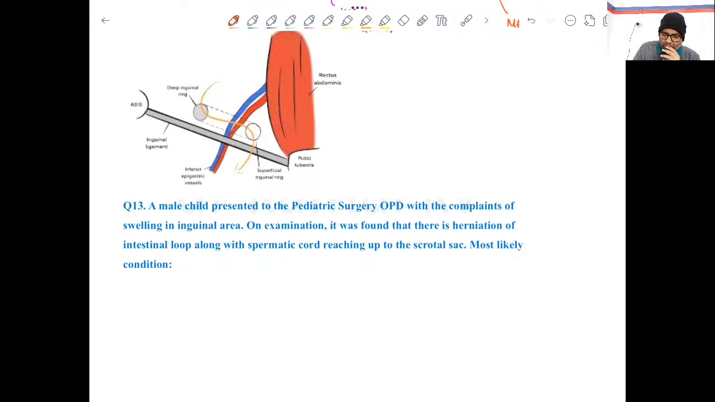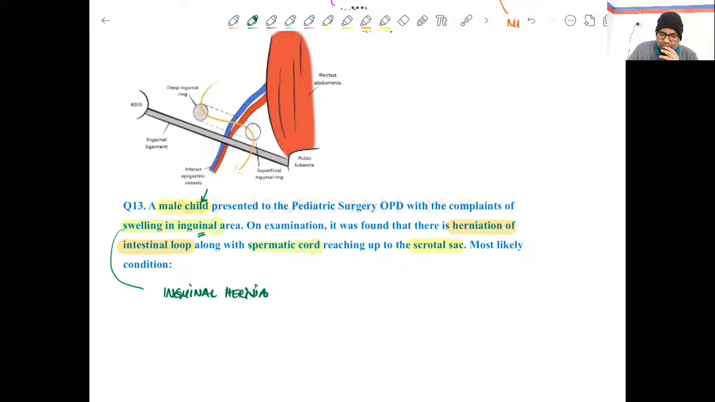Now moving forward to another question where a male child has presented to the OPD with swelling in the inguinal region, and there was herniation of an intestinal loop along with the spermatic cord reaching up to the scrotal sac. Now what is this condition? The moment you see the word child, and here the word child is very important, and we can see that there is swelling. So obviously this is a case of inguinal hernia.